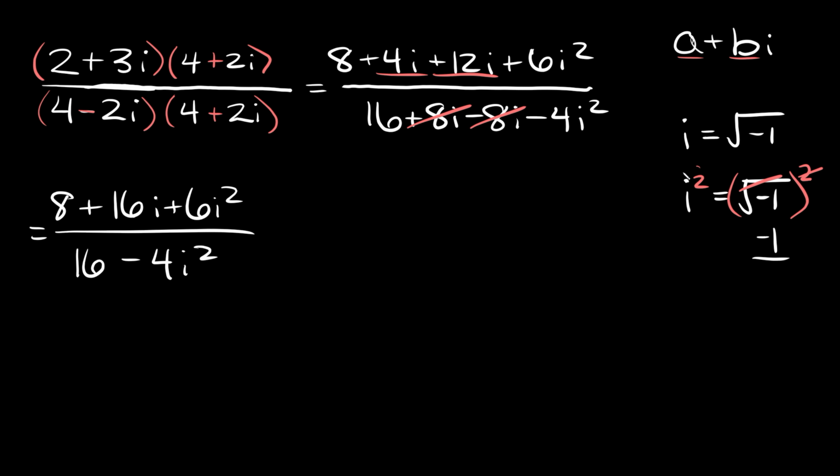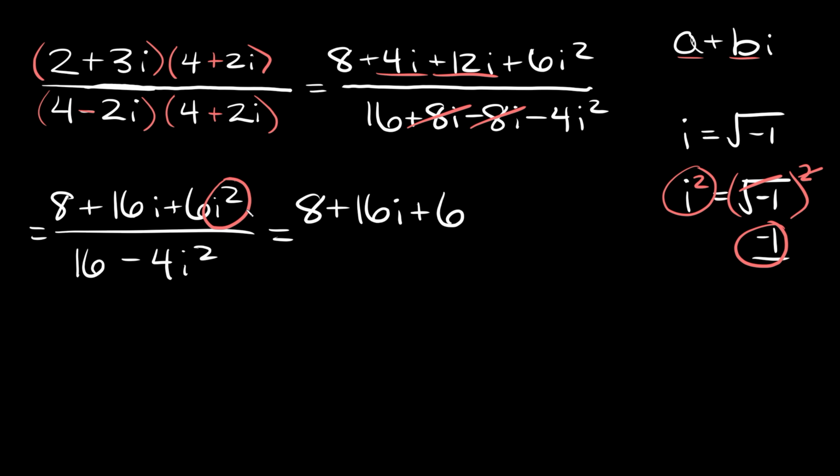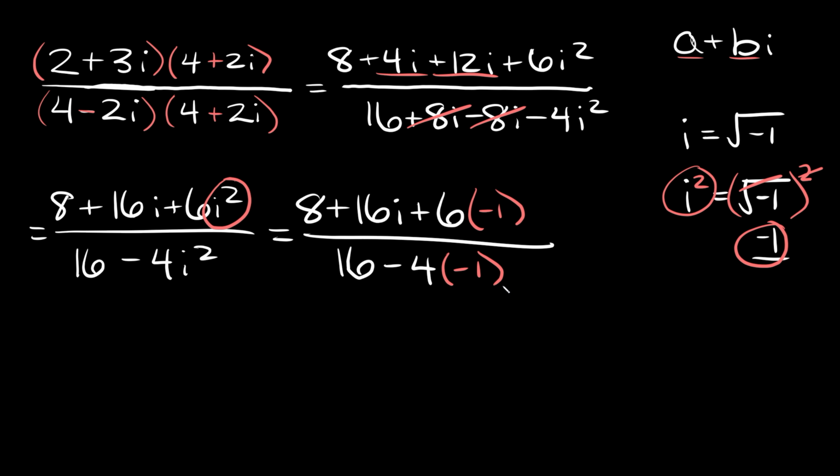So we're going to replace all of our i squared terms with a negative 1. Okay, so here this is going to be equal to 8 plus 16i. So this is just an i, right? It's not i squared, it's just an i, so we'll leave that alone. But here we have plus 6i squared. So we're going to replace that i squared again with a negative 1. And then we're going to put that over 16 minus 4 times i squared. So we'll also place a negative 1 right there. Okay. So now let's just multiply that together.